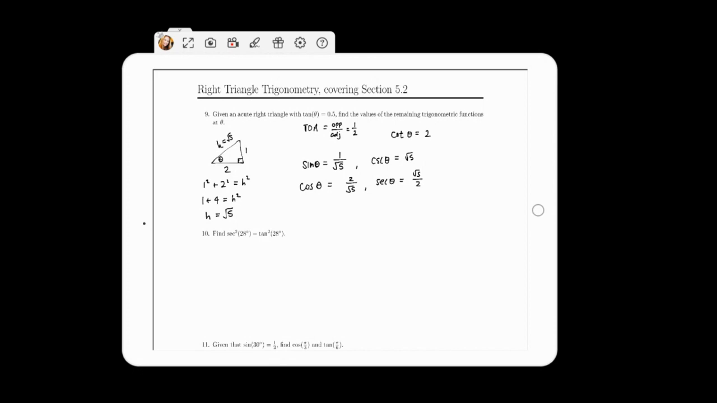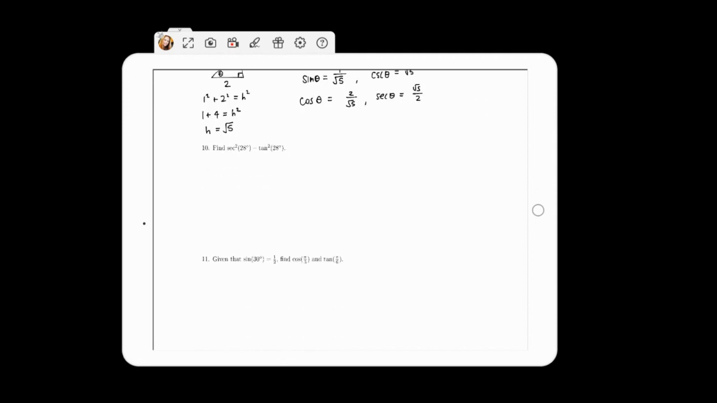You've seen quite a few problems that are similar to this. Obviously, this is something that is important to know. Okay, look at number 10. We are asked to find the secant squared of 28 degrees minus the tangent squared of 28 degrees. We aren't able to put this in a triangle because we don't know any of the side lengths. We need to at least know some of the side lengths. So we suspect maybe that we should use an identity because that's the only other thing that we have.